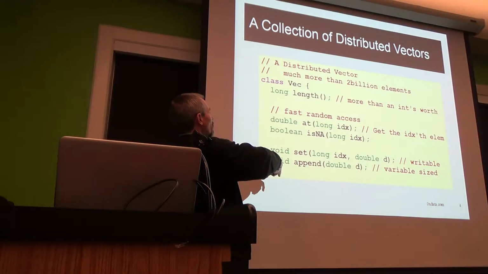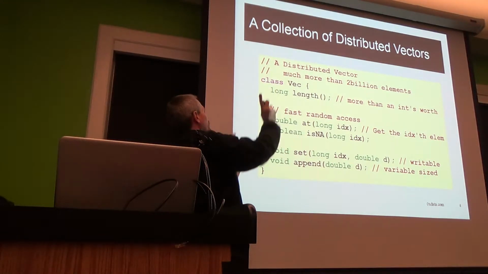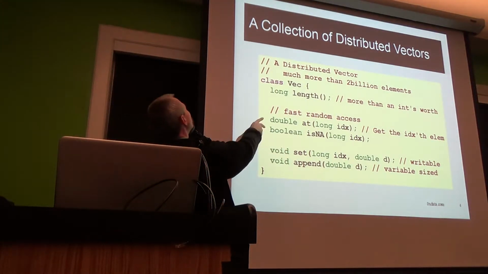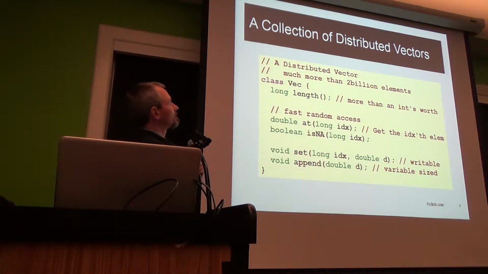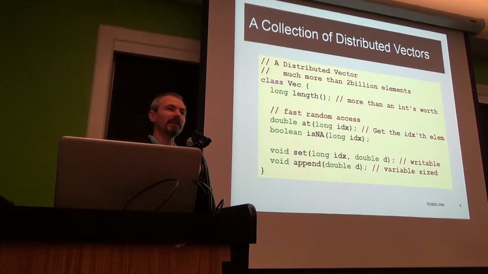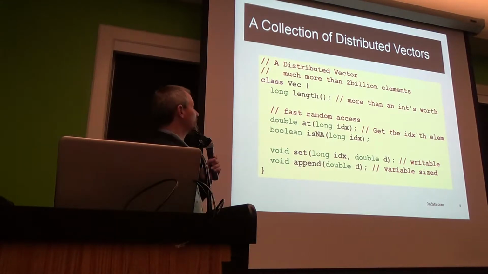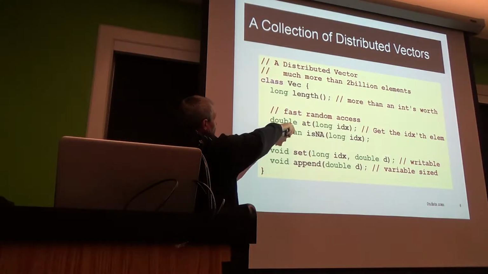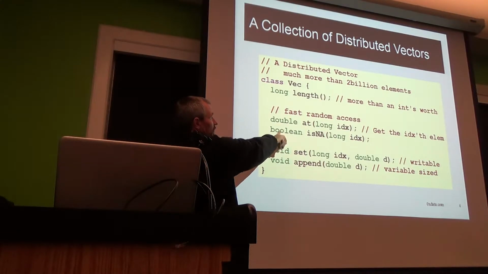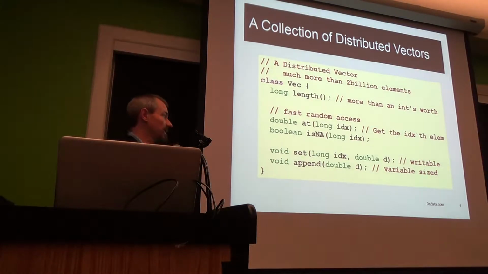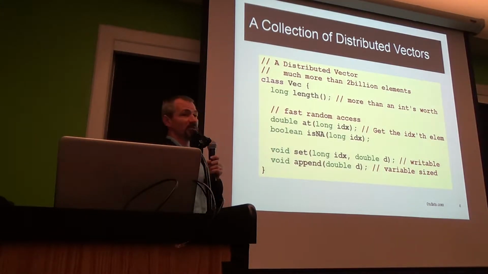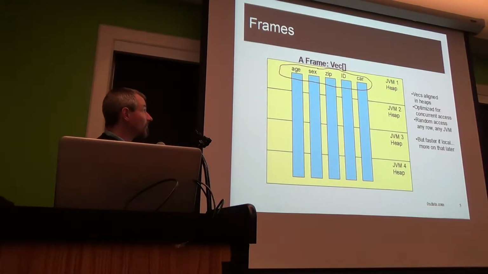So H2O internally builds a thing we call a VEC. This is the Java code I wrote up here. A VEC is like a Java array, except it has more than 2 billion elements maybe. It's as many elements as fit in your cluster. There's fast random access to get things and to put things. And there's a notion of missing elements because a lot of the algorithms need that. And they can be variable size, and have some other interesting features.